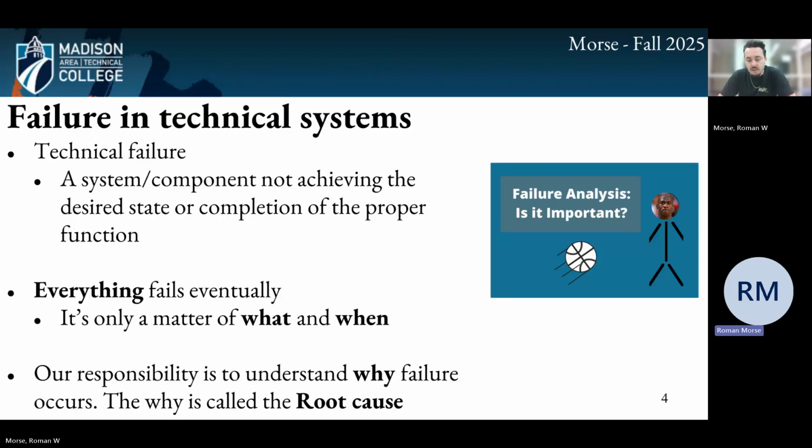Everything does fail eventually. No matter how well manufactured the component is, if it's used regularly, if it's used continuously, it will fail. So it's only a matter of, or rather, it's really a matter of how and when. Our responsibility is to understand why a failure occurs, and the root cause of the failure is what we're after. If we understand why a system or a component fails, then we can design and manufacture better components in the future.